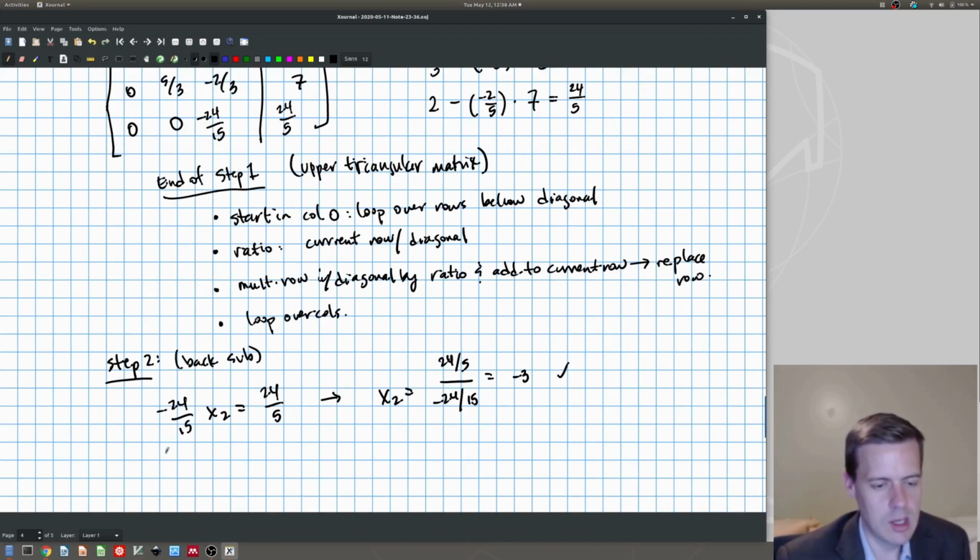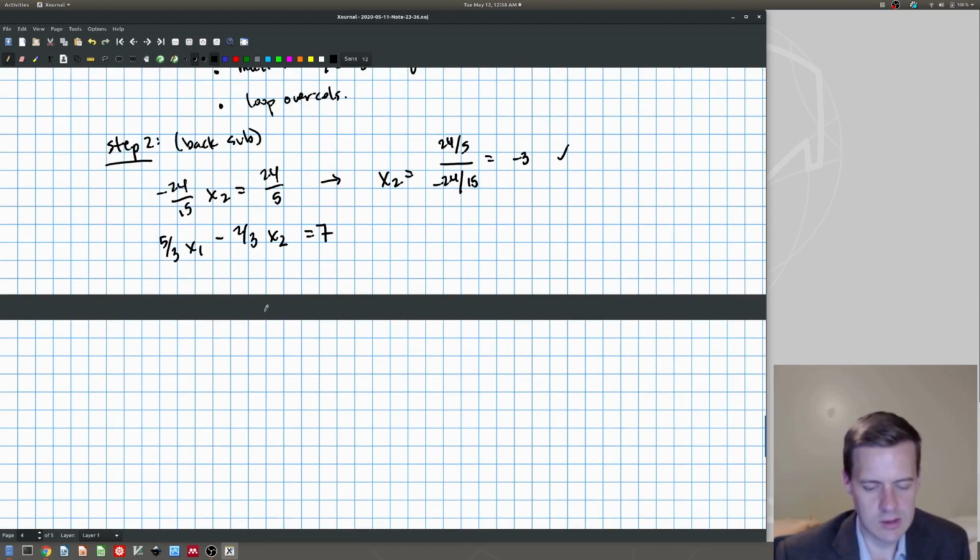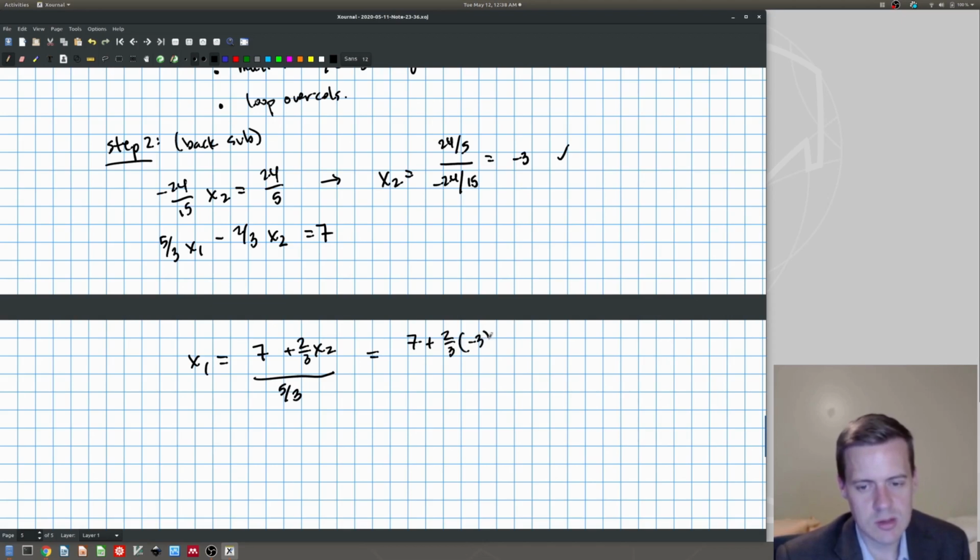I've got 5/3 times x1 minus 2/3 times x2 is equal to 7. Let me scroll down here. Okay, so now I can rearrange and solve for x1. So x1 is equal to 7 plus 2/3 x2 divided by 5/3. Okay, so I can plug that in. I have 7 plus 2/3 times minus 3 divided by 5/3.